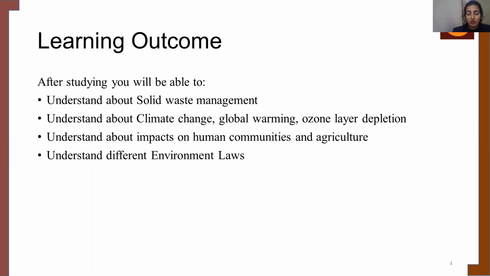The learning outcome is that after the session you'll understand what is meant by solid waste, how its management is done, what are its control measures. Then we'll also get an understanding about global warming, climate change, and ozone depletion, and how it impacts the human community and agriculture, and also to understand different environmental laws and associated laws, which is important for the sustainability of life. So over to the session.